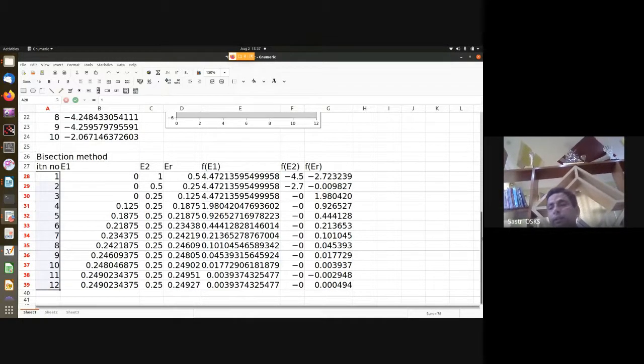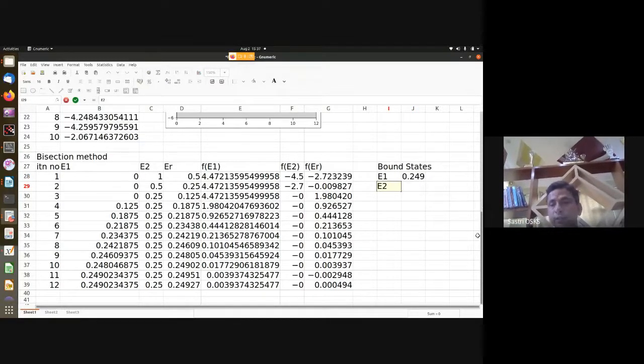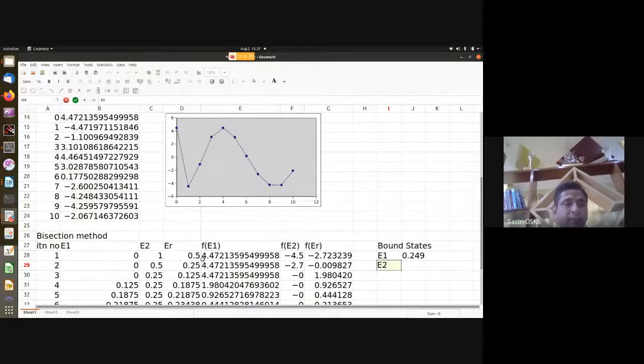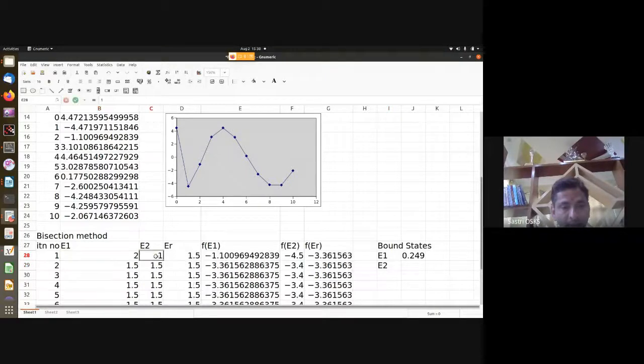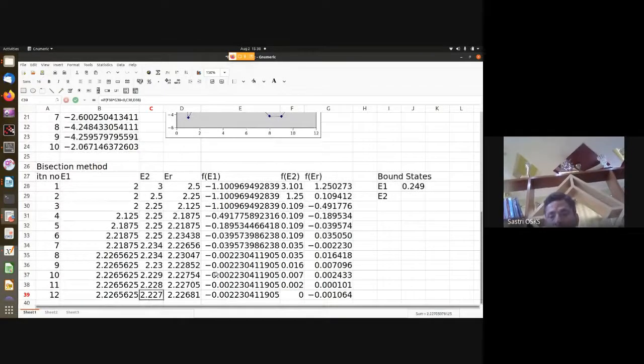Okay, now comes the, so this is one value we got, the bound states. So we got E1 to be equal to 0.249. Okay, now what is E2? For getting E2, what you have to do is you have to change E1 and E2, and it is between 2 and 3. So this becomes 2 here and this becomes 3 here. That's all. So you got the answer, and you can see here, this is the answer, 2.227.